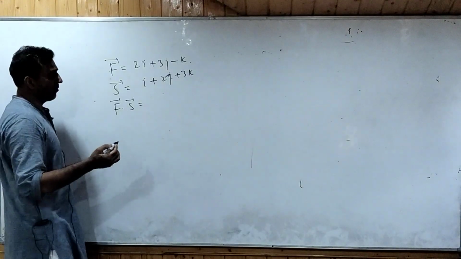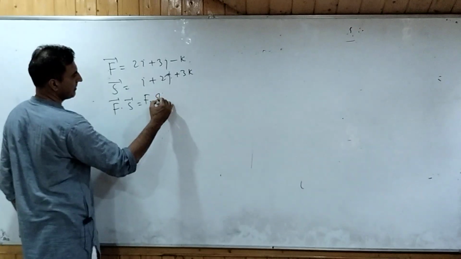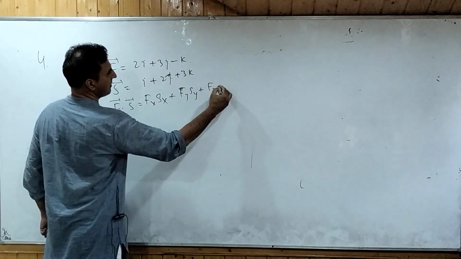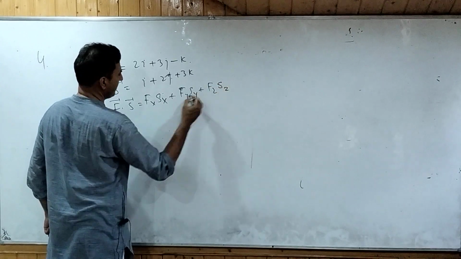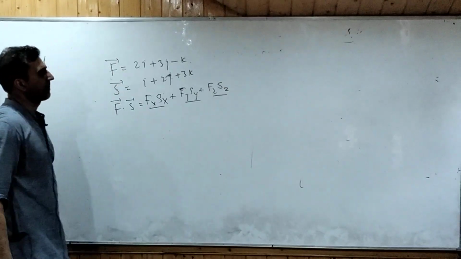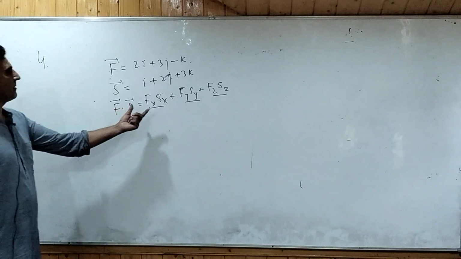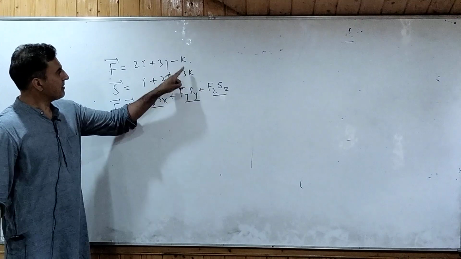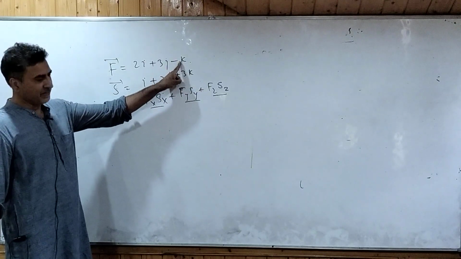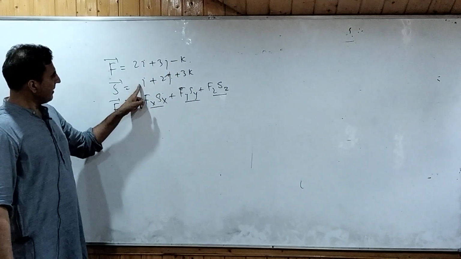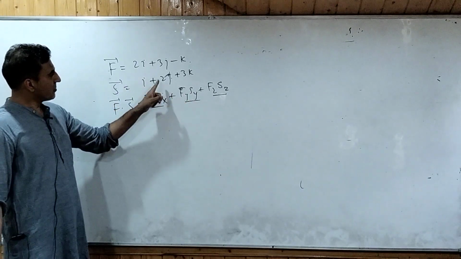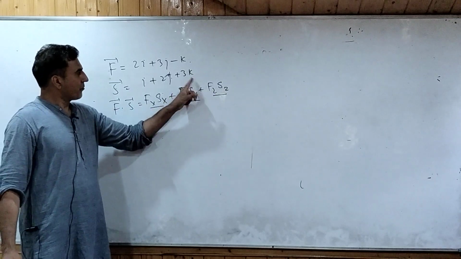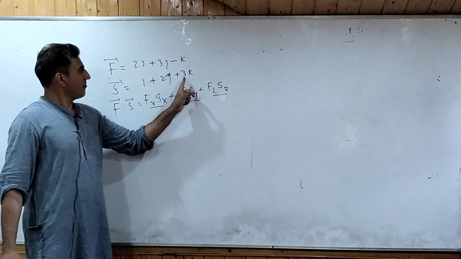As per the definition and the formula, it is fx sx plus fy sy plus fz sz. So what you would do with this? Fx is 2, fy is 3, fz is minus 1, the coefficient of k. Now what was s? Sx is 1, the coefficient of i, sy is 2, the coefficient of j, sz is 3, the coefficient of k.